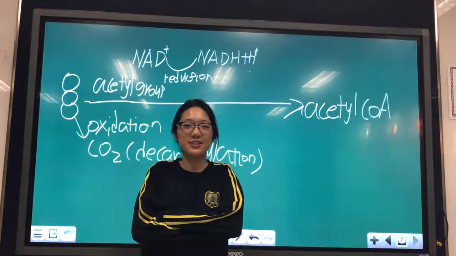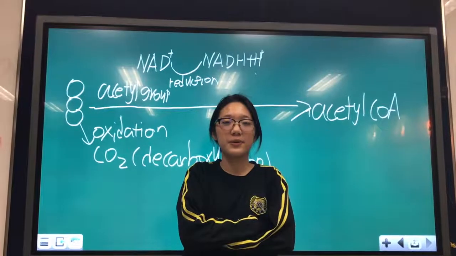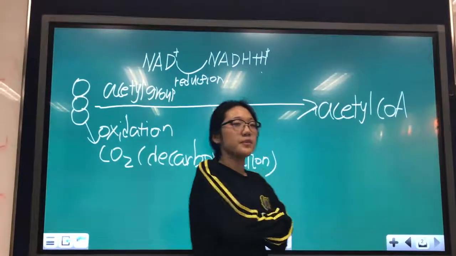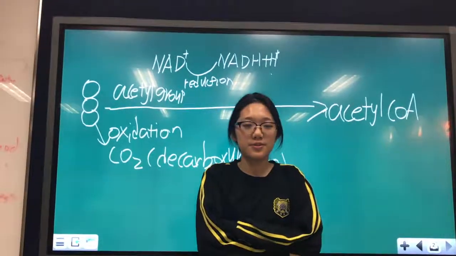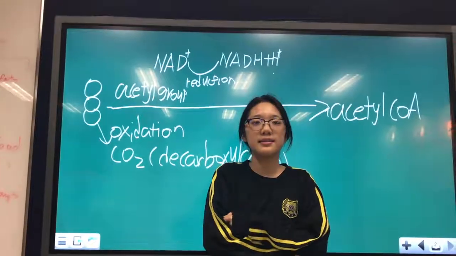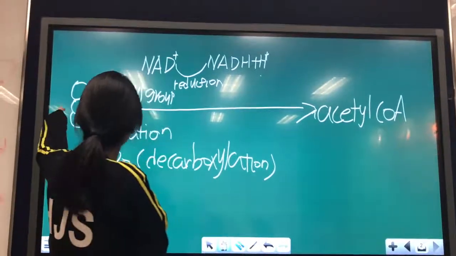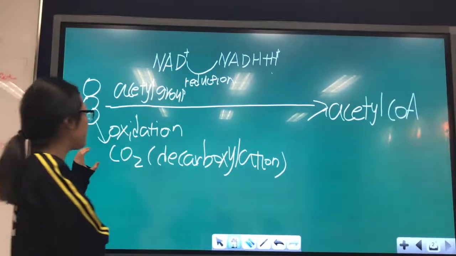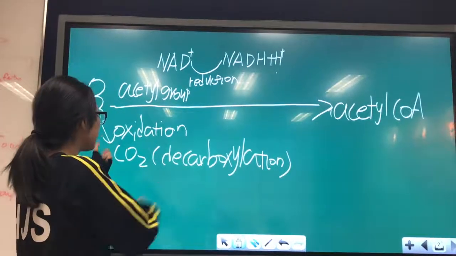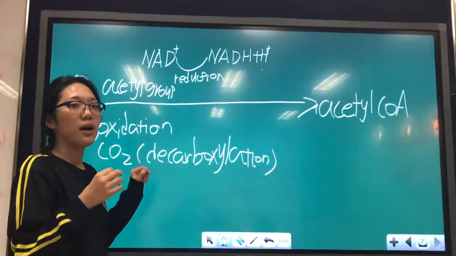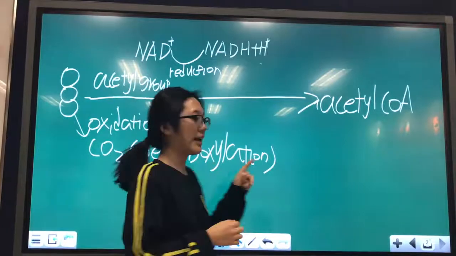Everyone, today I'm going to talk about the link reaction, which is the second step in aerobic respiration. It transports pyruvate to the mitochondria matrix and converts it into acetyl coenzyme A. At the beginning, the pyruvate loses a carbon, and this reaction is called oxidation. This carbon combines with oxygen to form carbon dioxide, which is also called decarboxylation.